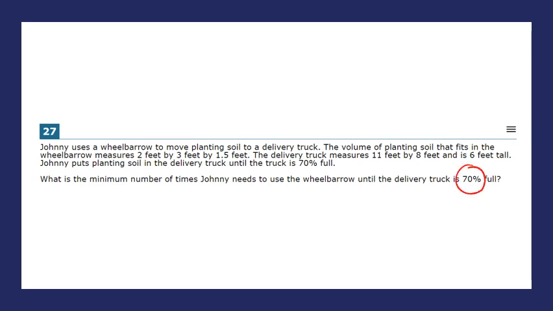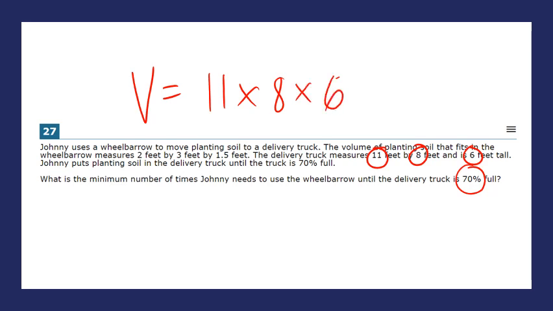Now the first thing that I need to find is the volume of the entire delivery truck. Since it gives us three measurements, my volume is nothing more than just multiplying these three numbers together, 11 times 8 times 6. Again, if they give you access to a calculator, I highly recommend that you use it. If you feel comfortable long multiplying here, 11 times 8 times 6 is going to give me 528. So I have 528 as the total volume of that particular delivery truck.